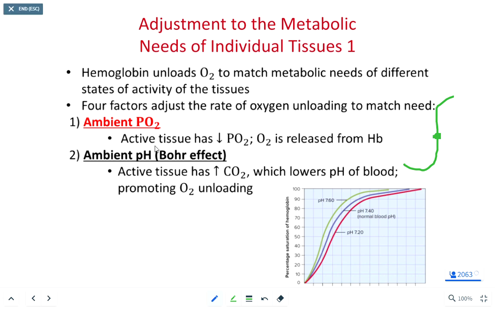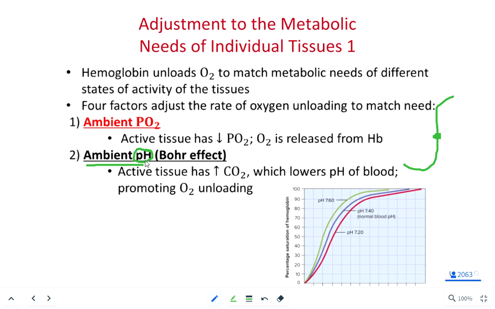Something else is going to be the pH. This is known as the Bohr effect officially, but just generally speaking, the pH of our blood plasma. As we have more hydrogen ions binding to hemoglobin, our hemoglobin changes shape in such a way that it's more likely to unload oxygen, because more hydrogen ions is directly correlated with increased carbon dioxide concentrations.